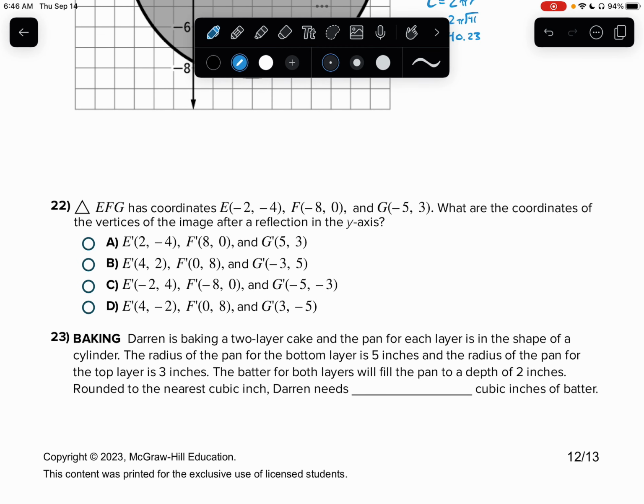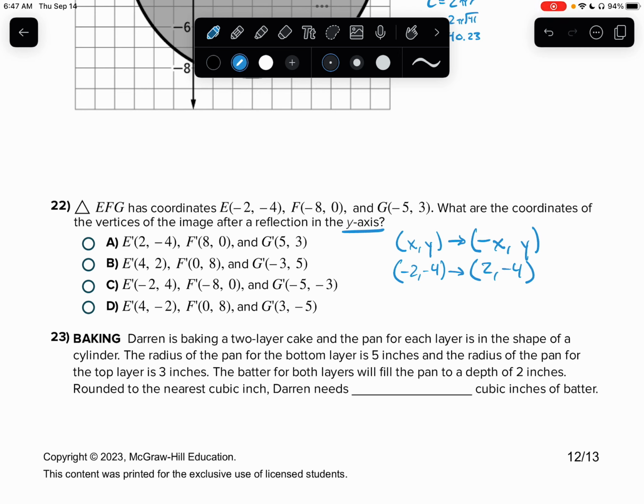All right, next one. Triangle EFG has coordinates -2, -4, -8, 0, and -5, 3. What are the coordinates after a reflection in the y-axis? So a y-axis reflection goes from x, y, and remember that y-axis means y stays the same, x changes. So this will become -x, y. So if I have E at -2, -4, well, the x is going to change to +2, the y will stay the same. So it'll be 2, -4.